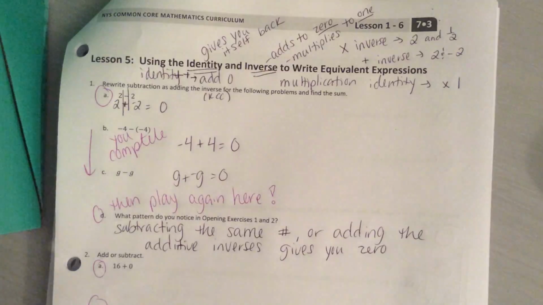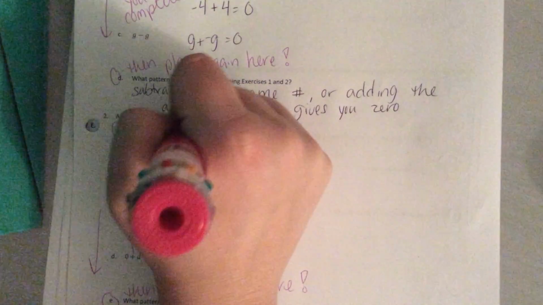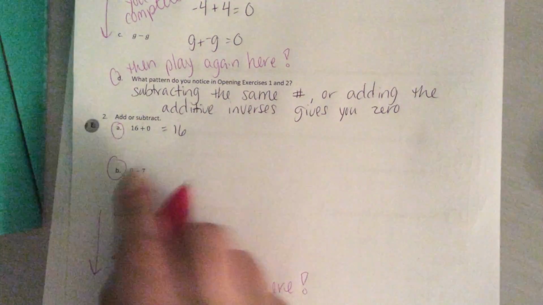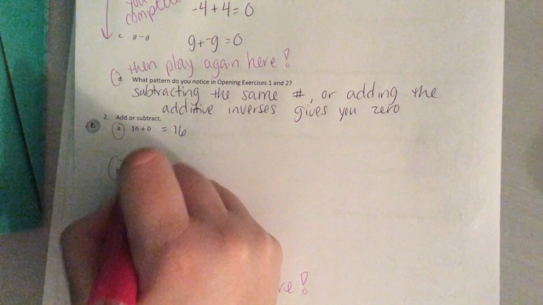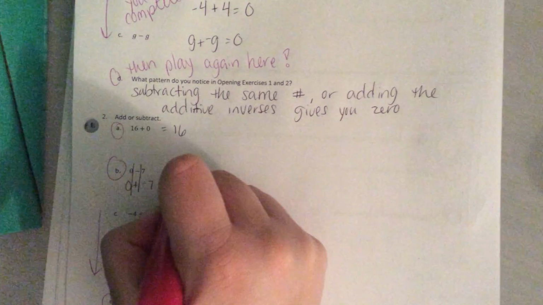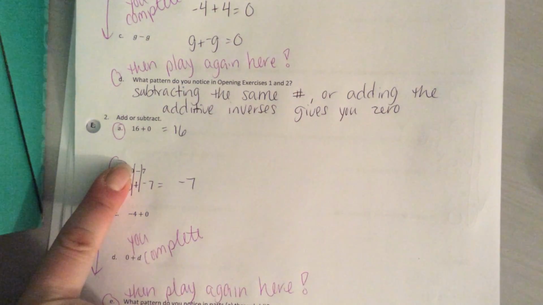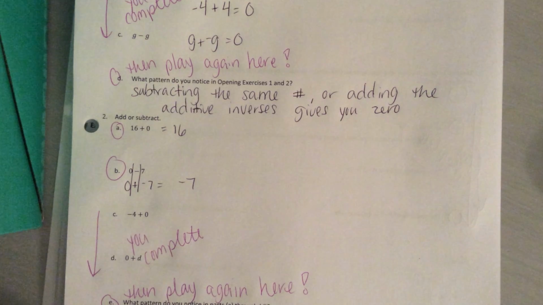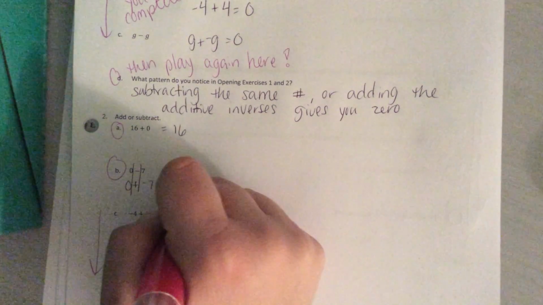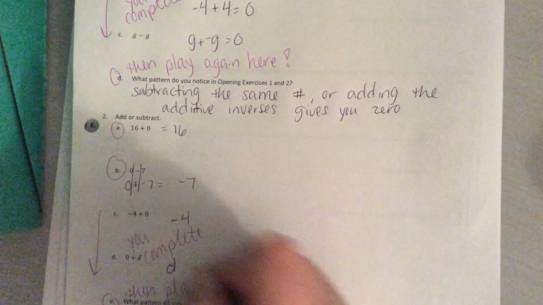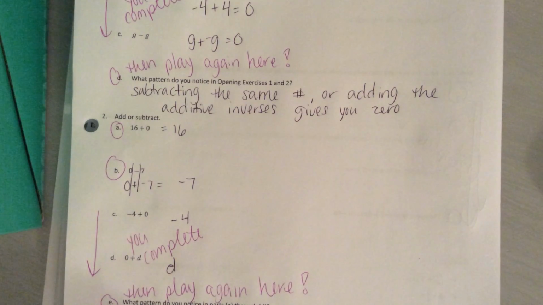Okay, so then A, they tell you to add or subtract. So 16 plus 0 gives us back 16. 0 minus 7, even if we did keep change here, you still get whatever the ending there was. Okay, so you get negative 7. So go ahead and do C and D. Okay, so you should have done them. C is going to give you negative 4, and D actually gives you D. 0 plus anything is itself.